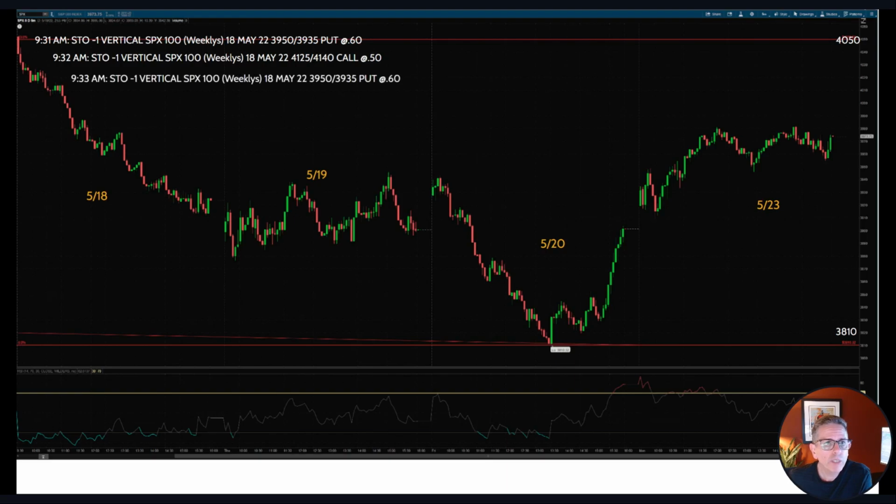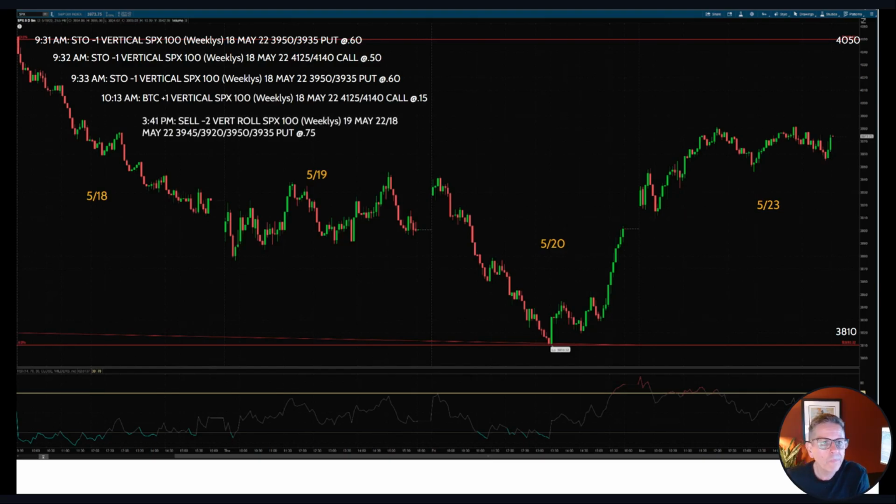So here now the market went down, and basically, let me see what we did here. No, I put on another put spread here. Okay, and then the market started going down. So we closed the call spread at 15 cents. But the market continued going down, and at this point here, we rolled that trade from 39.50, 39.35 to 39.45 to 39.20, right? So we widened that spread, and it gave us a 75-cent credit on that. Okay.